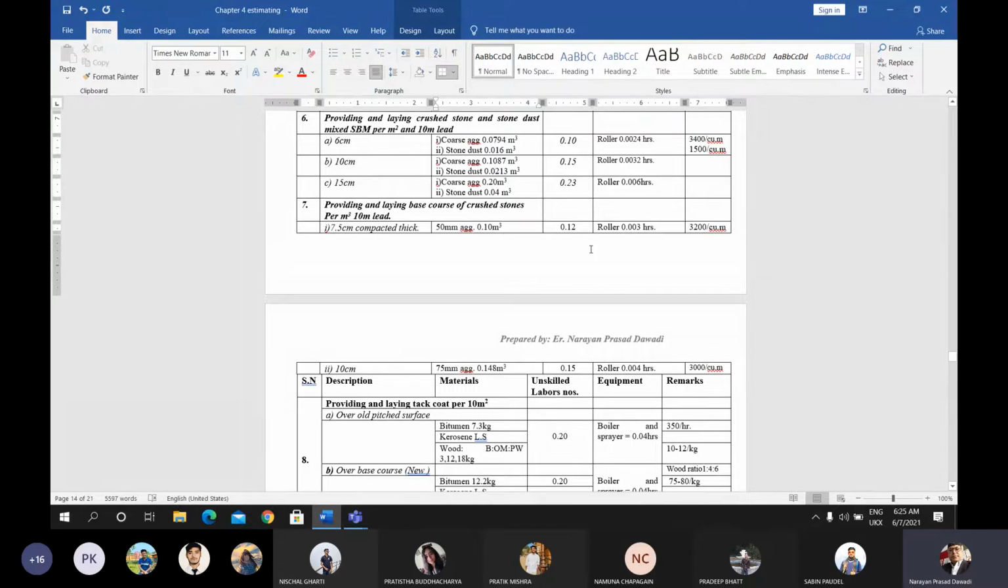You know the material, you know the labor, you know the equipment, and then you can do the rate analysis by yourself. On this heading, two rate analyses can be formed.